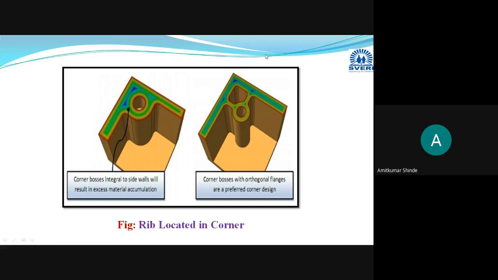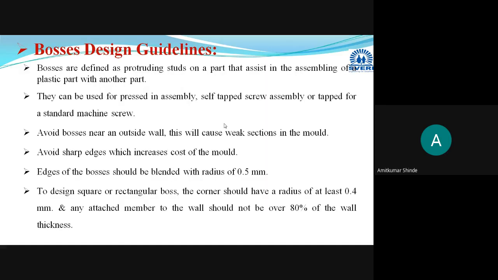Okay, whenever you are providing the rib at the corner, in this way you have to provide it by providing the fillet also. Radius or fillet is provided, and this rib is given here. In this way you can do the design of the rib by following the provided design guidelines. After that, we will move toward the design of the boss. What is the meaning of boss, why it is provided, and how it should be provided, means related to its dimensions.